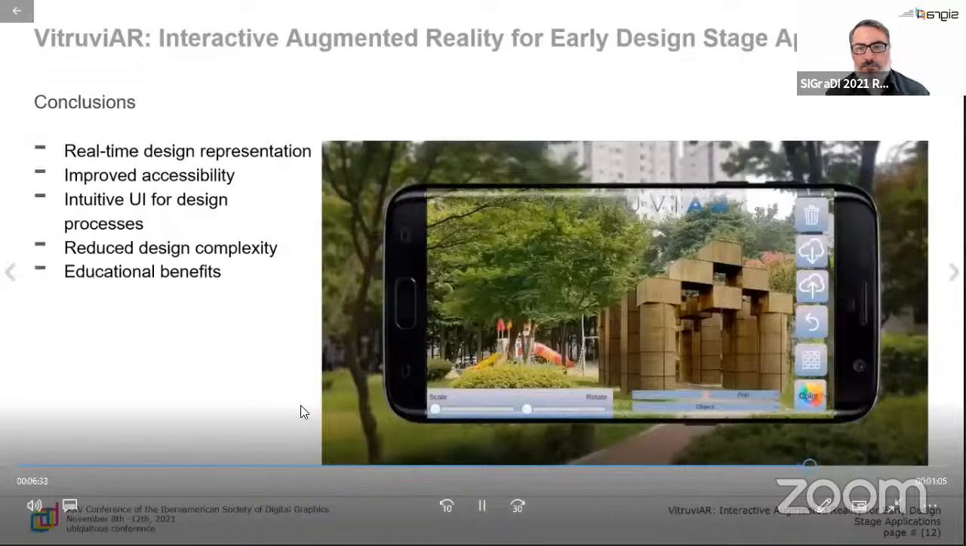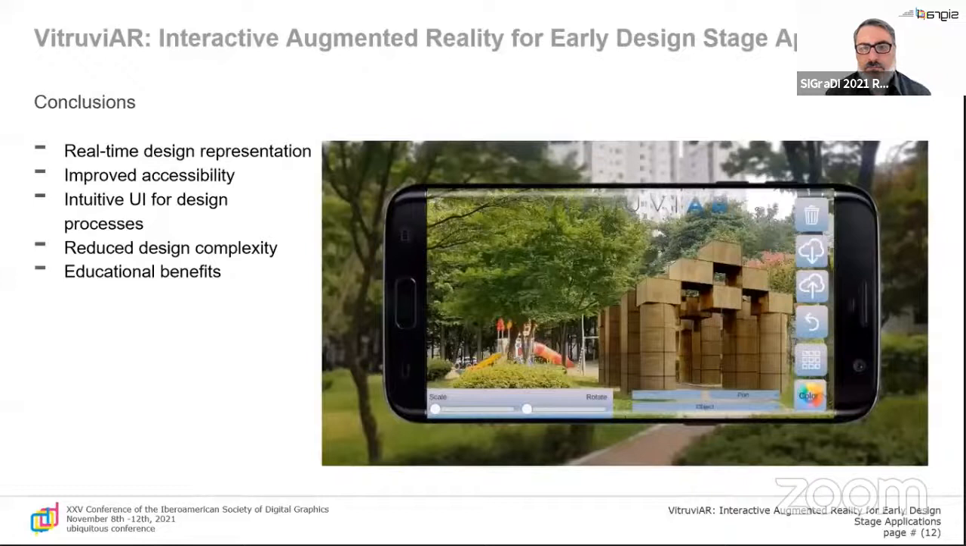It provides insights into new ways in which multiple users can sketch and ideate projects on and off-site. This establishes the potential for a continuous workflow in AR from initial design and visualization stages to the fabrication and construction stages. Benefits of this process can include real-time design representation, greater accessibility, intuitive user interfaces within the design process, reduced design complexity, and potential for improved educational benefits.